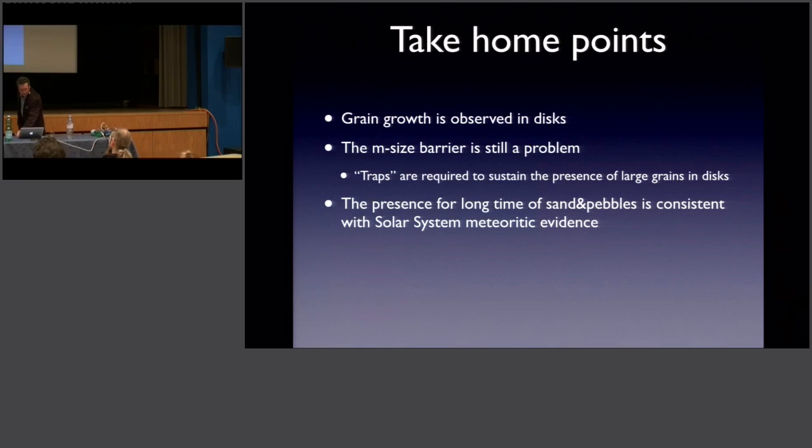Okay, and I finish. I have the take-home points here. Grain growth is observed in disks, so we can observe grain growth, and we can put constraints on the models. The meter-size barrier is probably still a problem. Maybe not to form planetesimals, but at least to retain the dust grains that we see in the disk. And traps are required to sustain the presence of large grains in disks. Tomorrow, I will show some examples of traps in different types of disks observed by ALMA. The presence for a long time of sand and pebbles in disks is indeed consistent with the meteoritic evidence of the solar system. Okay, and I'll stop here.